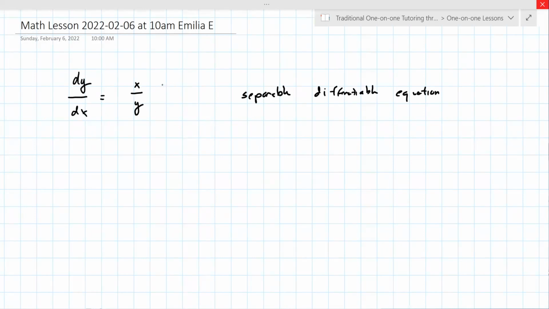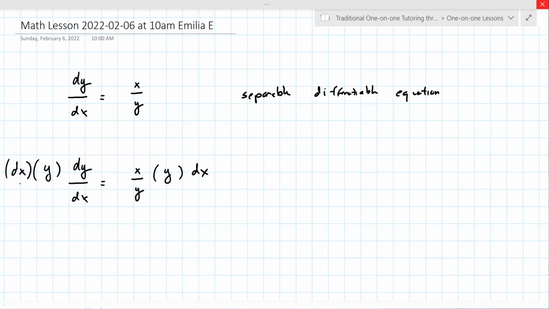So it's like this. You're effectively multiplying both sides by y and then both sides by dx. Although that's not technically what you're doing, that is what you see as a student. So on the left it becomes the integral of y dy equals the integral of x dx.